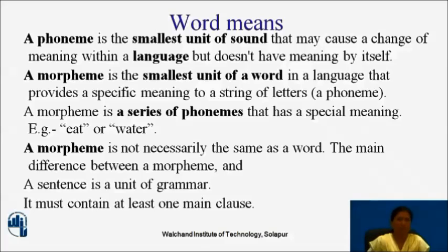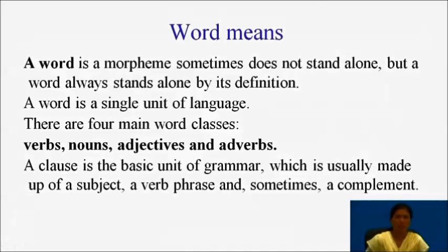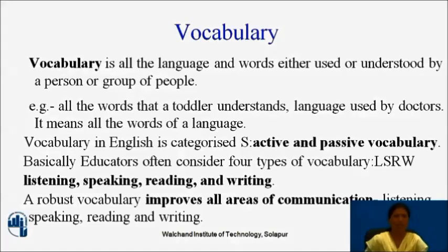The main difference between a morpheme and a sentence is that a sentence is a unit of grammar. It must contain at least one main clause. So, a word is a morpheme that sometimes does not stand alone, but a word always stands alone by its definition. A word is a single unit of a language. There are four main word classes: verbs, nouns, adjectives and adverbs. A clause is the basic unit of grammar, which is usually made up of a subject, verb phrase and sometimes a complement.